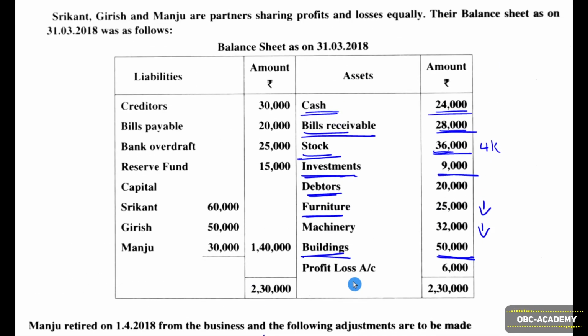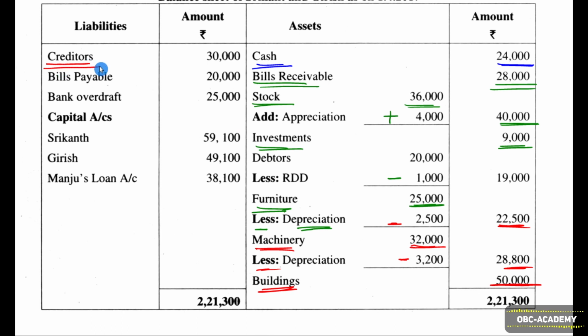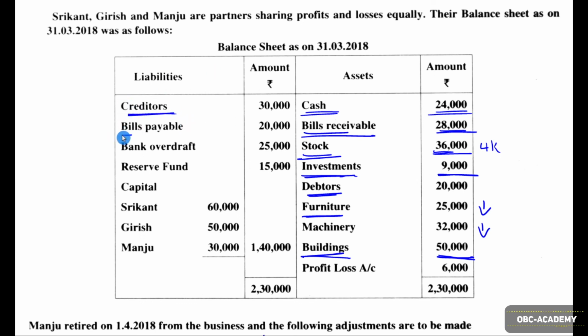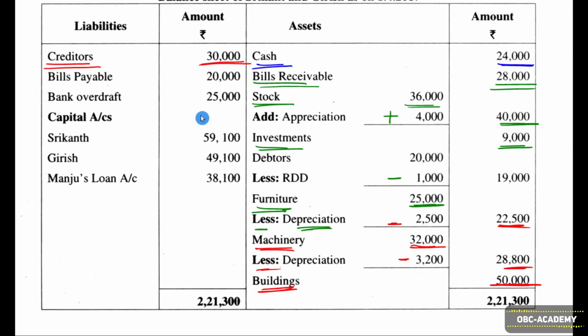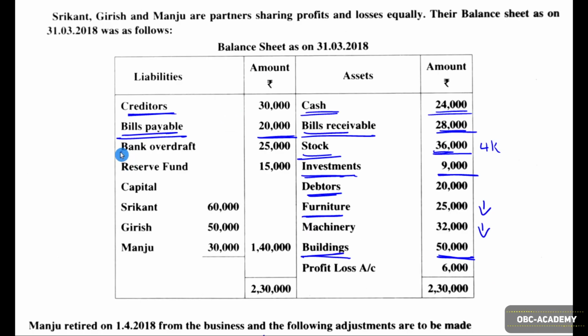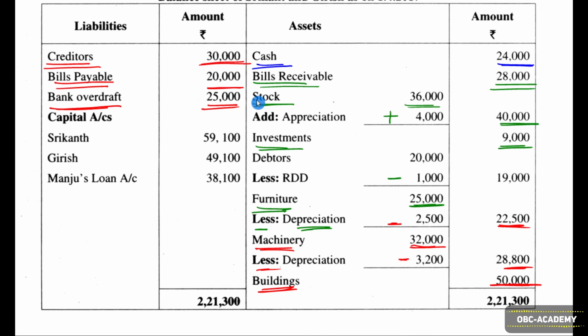So remaining is liability. We'll start from the liability side, creditors. So the creditors is the same amount which has been recorded, 30,000, nothing has to be changed here. Next, after creditors, bills payable is there, bills payable 20,000, so you have to enter again the same, nothing is to be changed here, 20,000. Then again bank overdraft, nothing has to be changed, these three amounts will be entered the same, 25,000, bank overdraft 25,000.